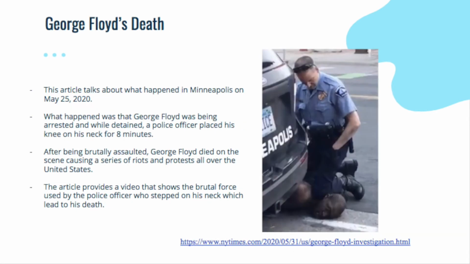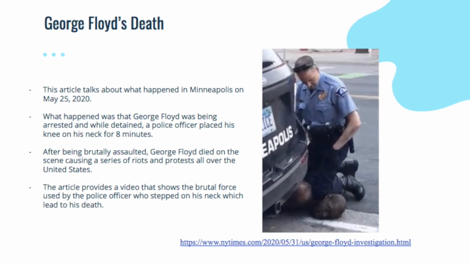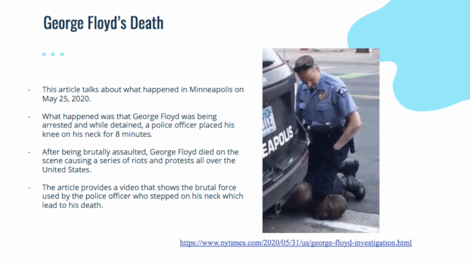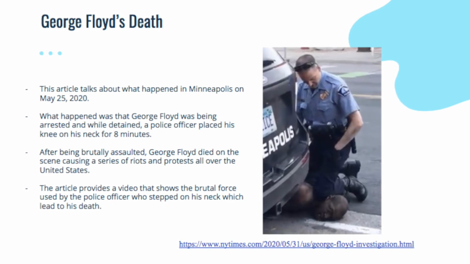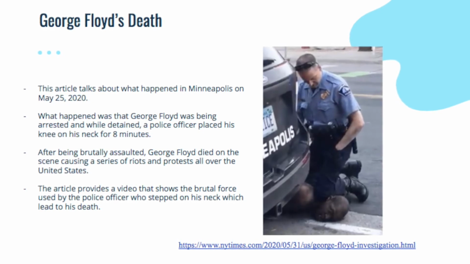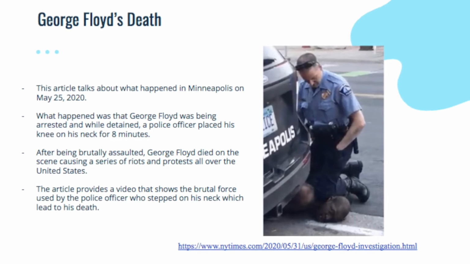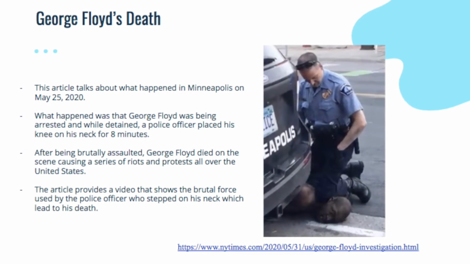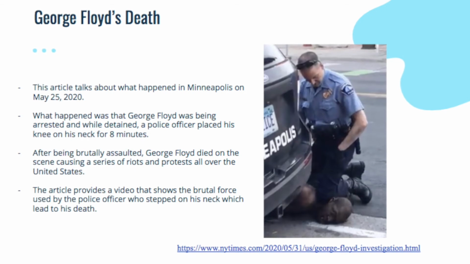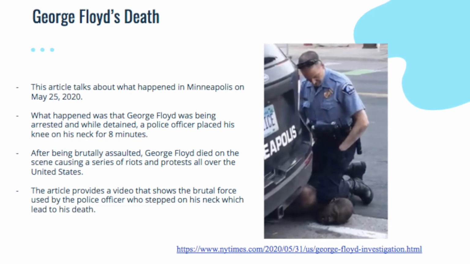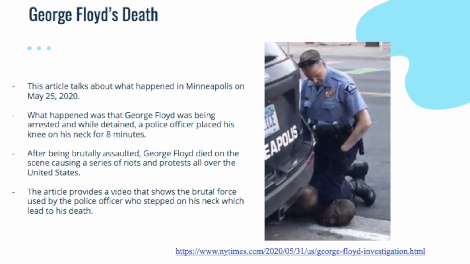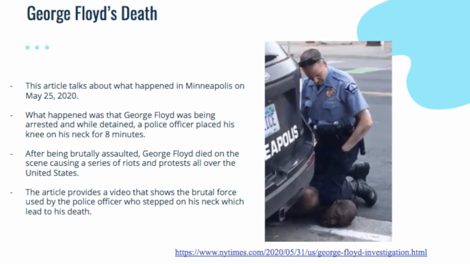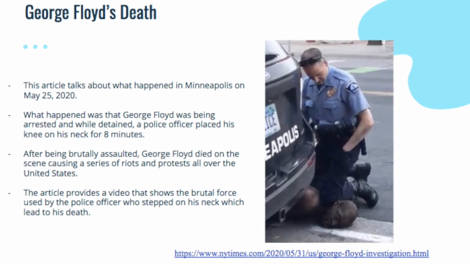Now we're going to talk about an article that discusses the devastating death of George Floyd. This article talks about what happened in Minneapolis on May 25th, 2020. What happened was that George Floyd was being arrested, and while being detained, a police officer placed his knee on his neck for 8 minutes. After being brutally assaulted, George Floyd died on the scene, causing a series of riots and protests all over the United States for months. And this caused a lot of problems because of the devastating images in the video, as the image that you can see.